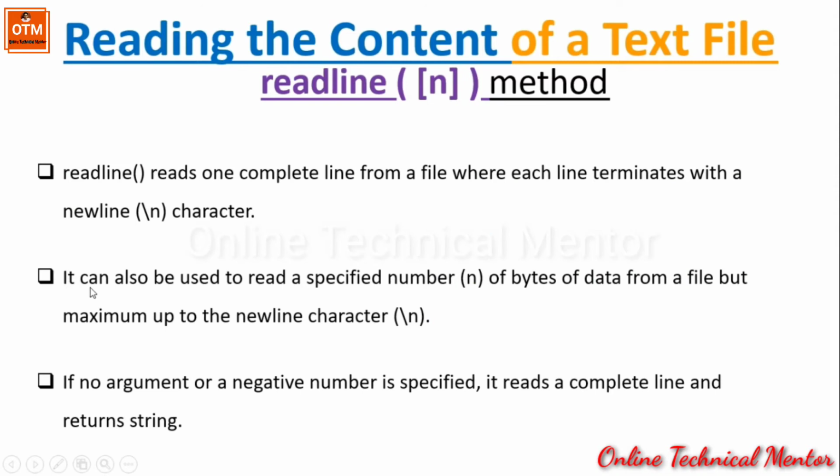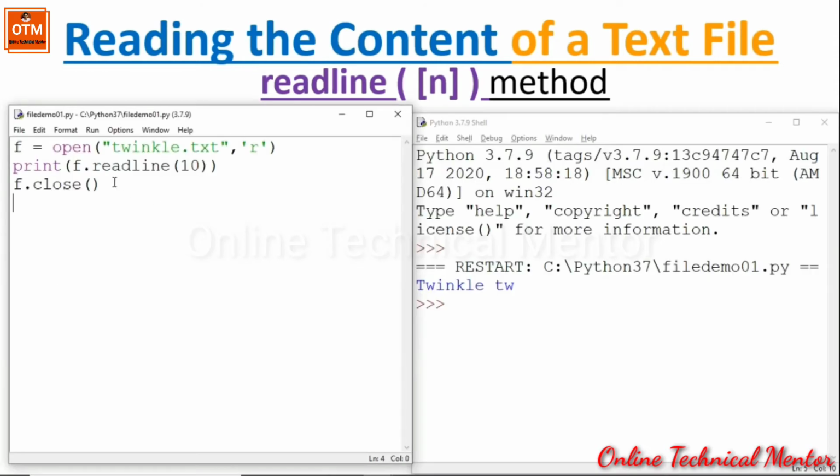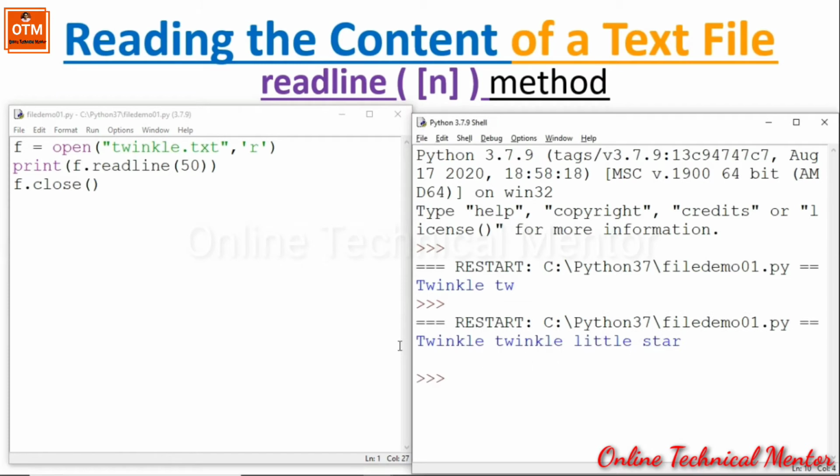So look at the second point. It can also be used to read a specific number n of bytes of data from a file, but maximum up to the new line character. The example here I have shown you is the second point. Whenever you are specifying the number of characters within the readline function, it will extract that number of characters from the content. But look, if I write 50 over here and run the program, it will extract only the first line. It will never extract 50 characters from the data file.